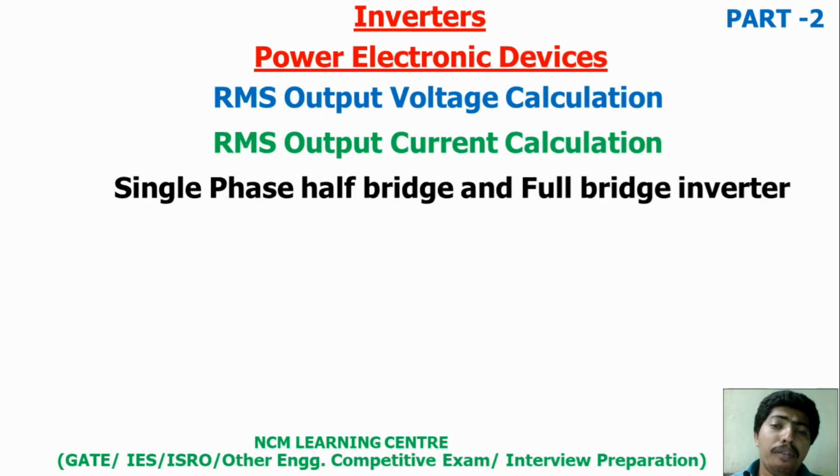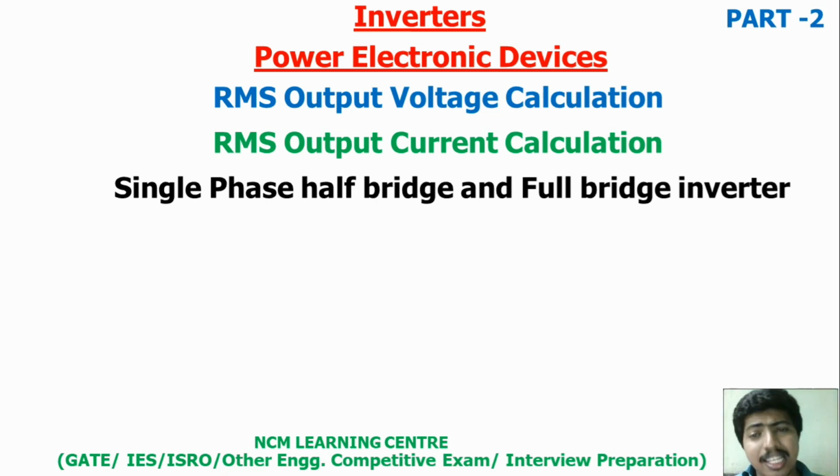In this video, we are going to discuss how to find the RMS output voltage and RMS output current for single phase half bridge and full bridge inverters. We already discussed the basics in the part 1 videos. Just refer to that video, which clearly explains the fundamentals of inverters. The video link is attached in the description box.